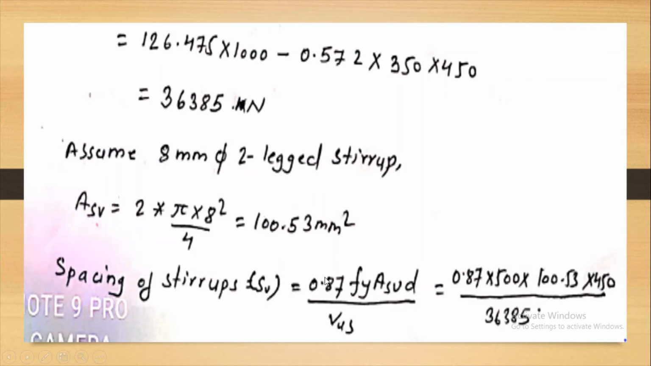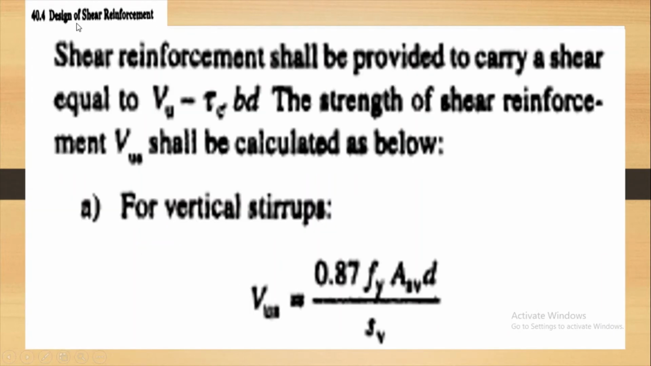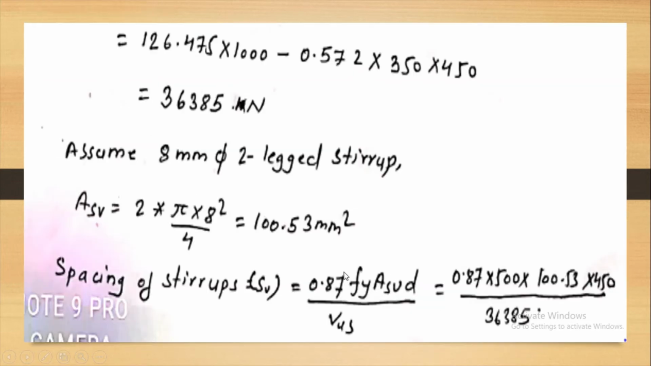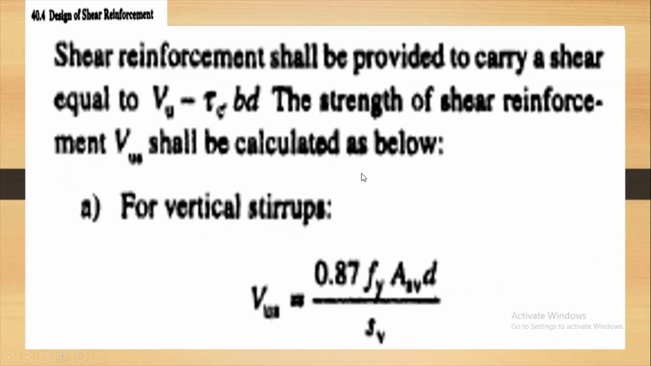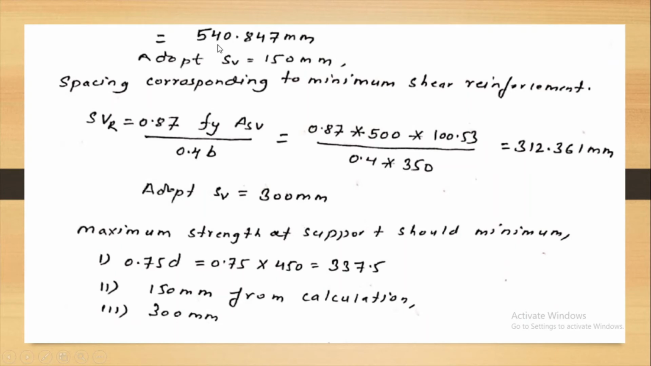This formula I have taken from clause 40.4, design of shear reinforcement, 8.8 for vertical stirrups. By calculating this value I'm getting 540.847 mm, but I'm adopting a spacing equal to 150 mm for providing more number of stirrups, which resist the maximum shear force.